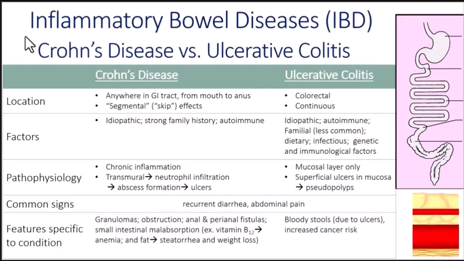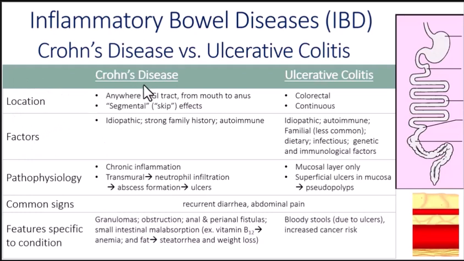We're going to move on to the topic now of inflammatory bowel diseases. Please make sure you're aware that this is very different than irritable bowel disease or irritable bowel syndrome. The two types we're going to look at are Crohn's disease and ulcerative colitis, and we're going to start by comparing the two. First, we'll look at the locations that are affected by these conditions.